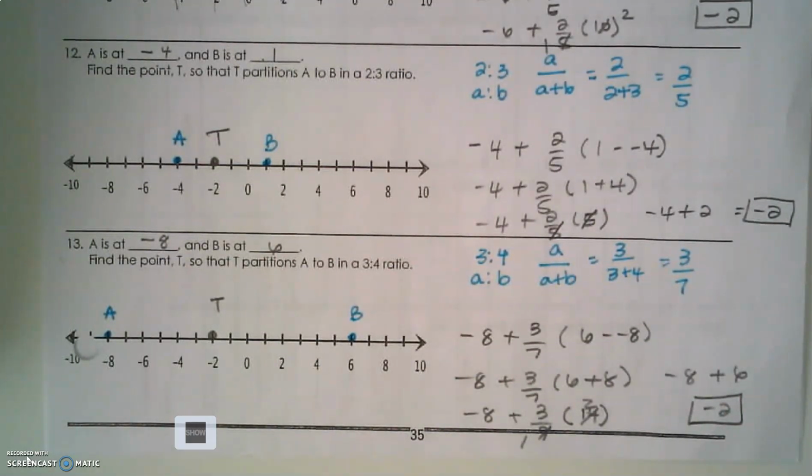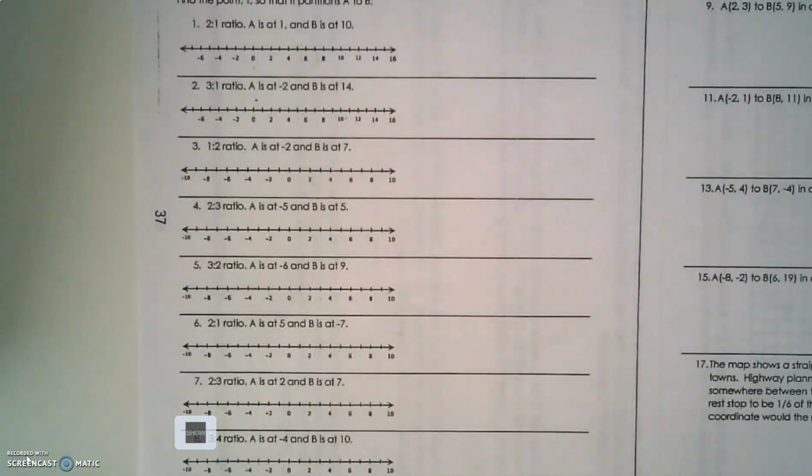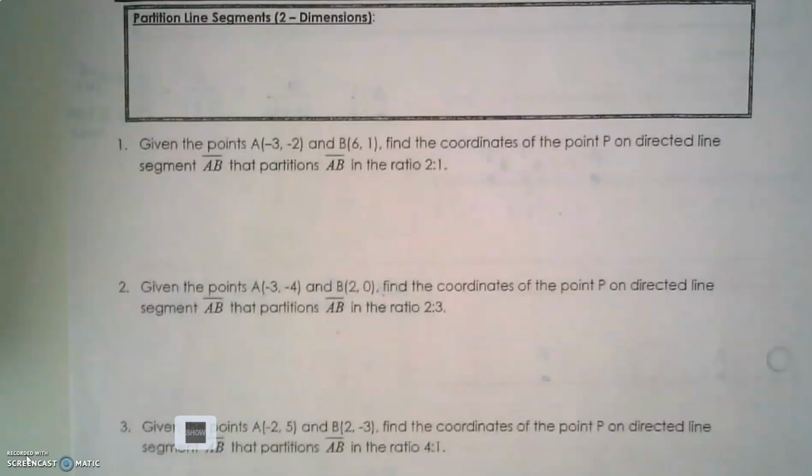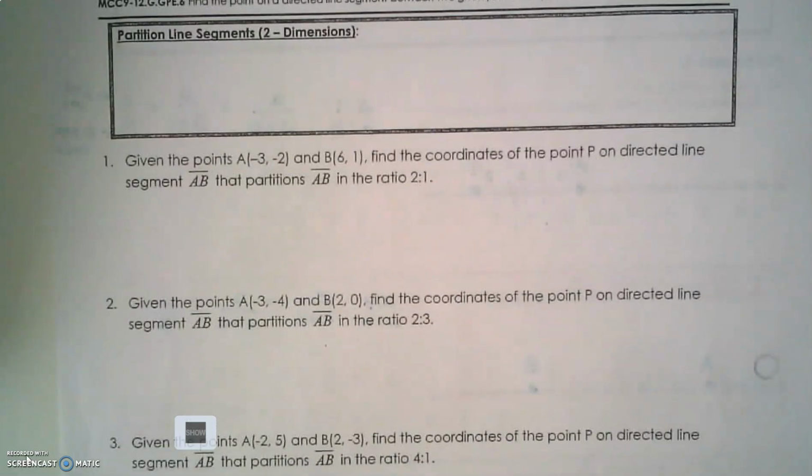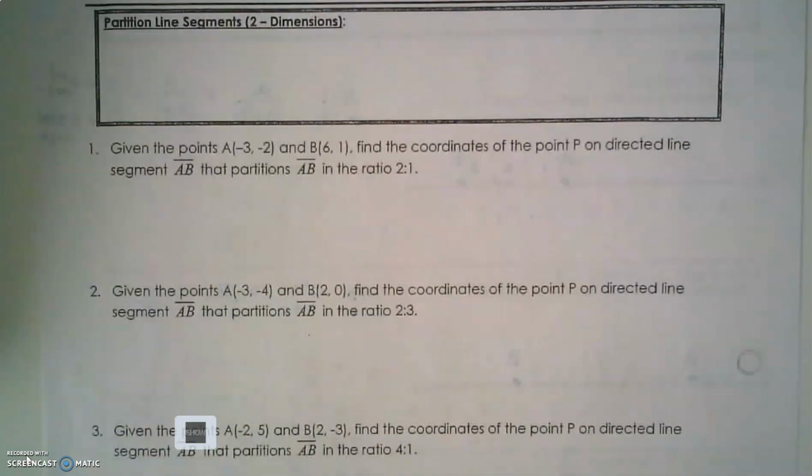To gain more confidence on just using the formula, you can practice on page 37, questions 1 through 8. That's all one-dimensional partitions. Let's continue though and move into 2 dimensions. Well, 2 dimensions is like our coordinate plane, an X and a Y coordinate. So let's look at what that would mean.